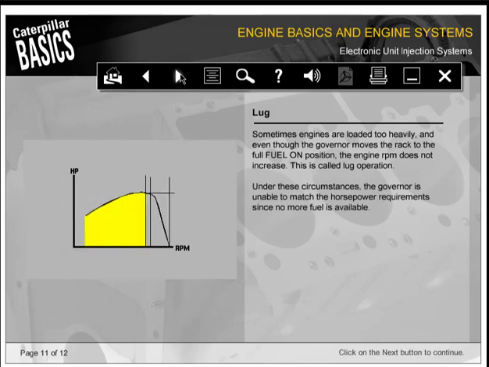Sometimes engines are loaded too heavily, and even though the governor moves the rack to the full fuel-on position, the engine RPM does not increase. This is called lug operation. Under these circumstances, the governor is unable to match the horsepower requirements since no more fuel is available.